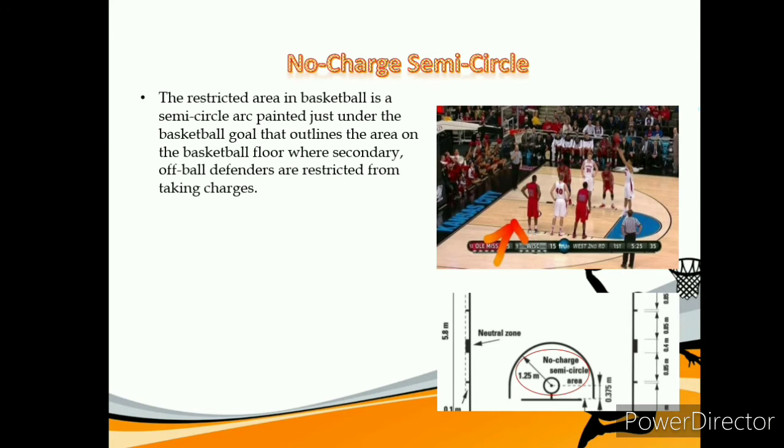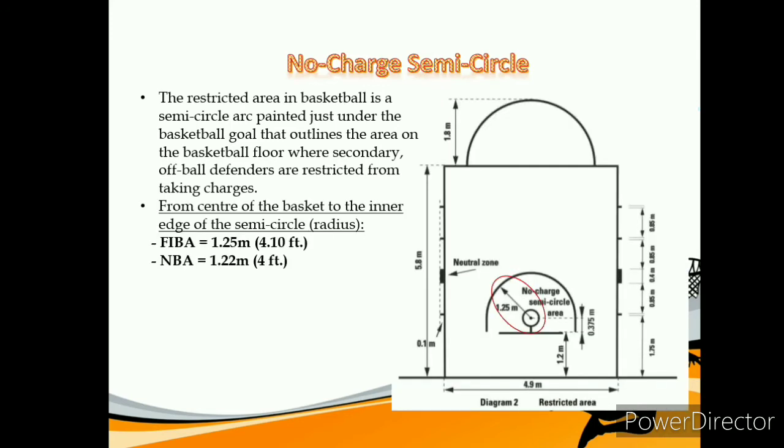So for example, if the offensive and defensive players step on this restricted zone and make physical contact, like when the offensive player is attempting to shoot the ball while the defensive player is trying to block the moves and accidentally touches the opponent, the referee would not consider it a foul unless one of them intentionally hurt the other opponent. Now let's talk about the measurements.